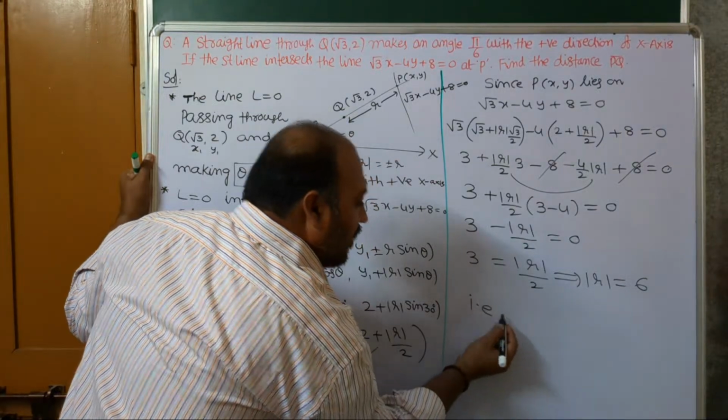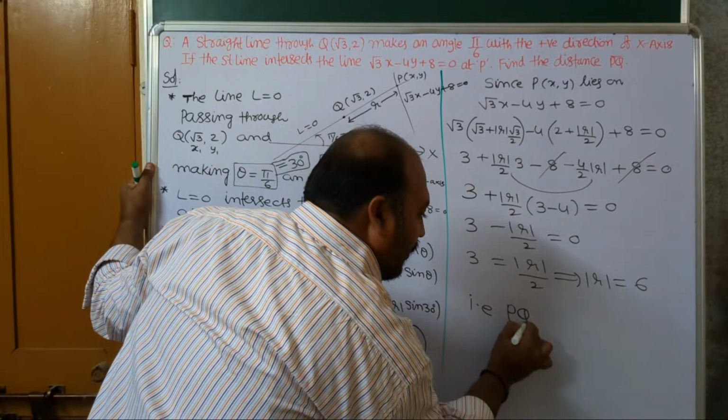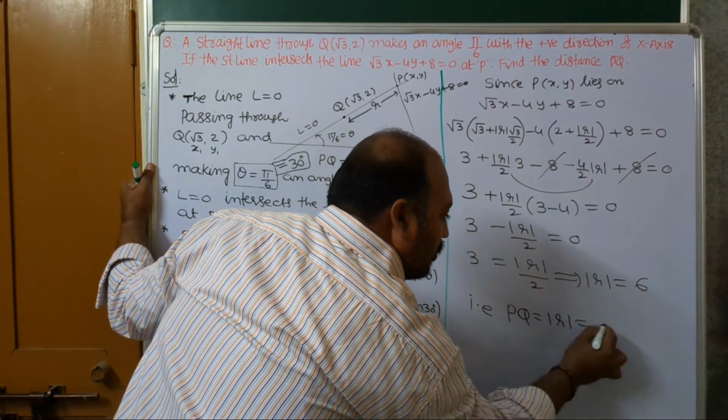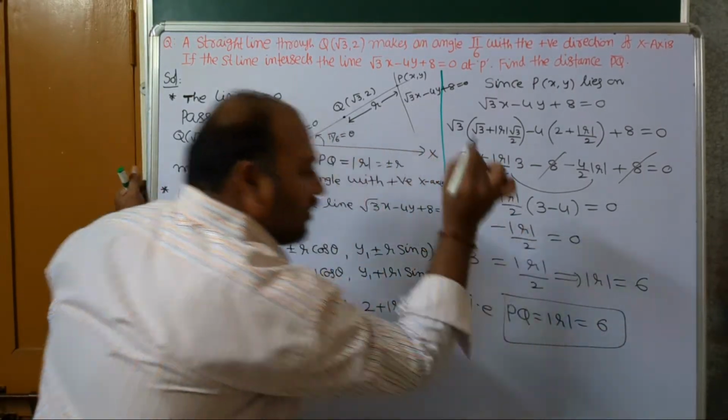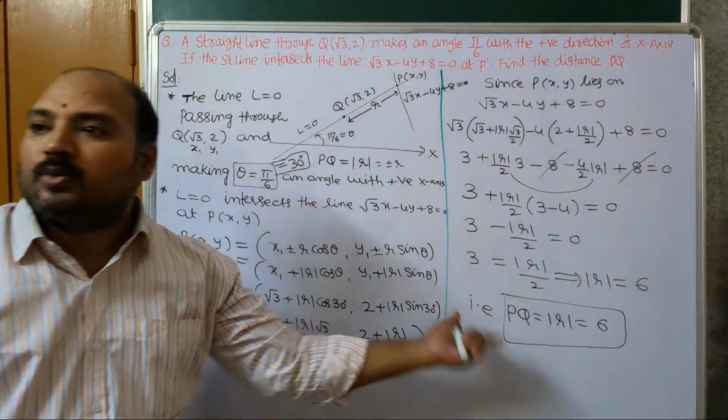That is, what we assume that mod r value, PQ. Therefore, PQ equal to mod r equal to 6. Therefore, the distance between the points P and Q is equal to 6.